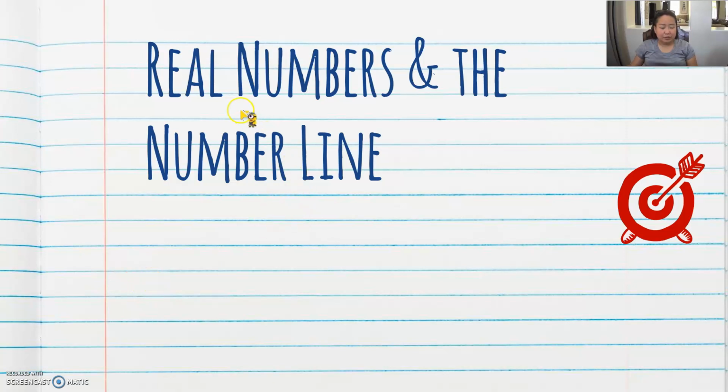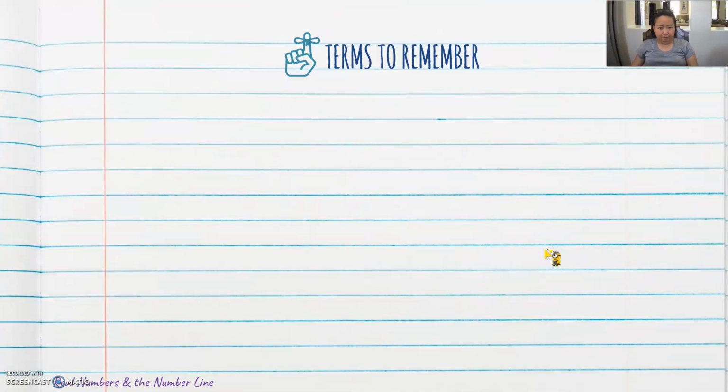All right, so now we continue our discussion, and this time we will be covering real numbers and the number line. Our goal will be to classify, graph, and compare real numbers. Of course, some words to remember first: a set.